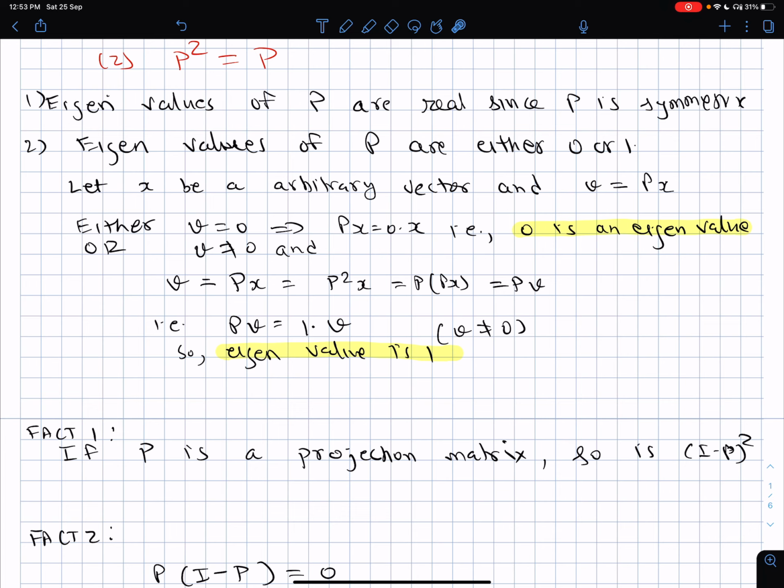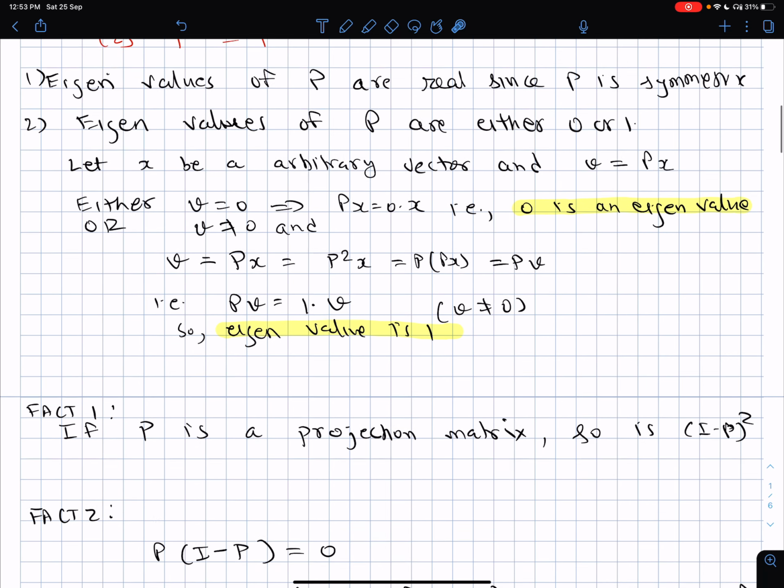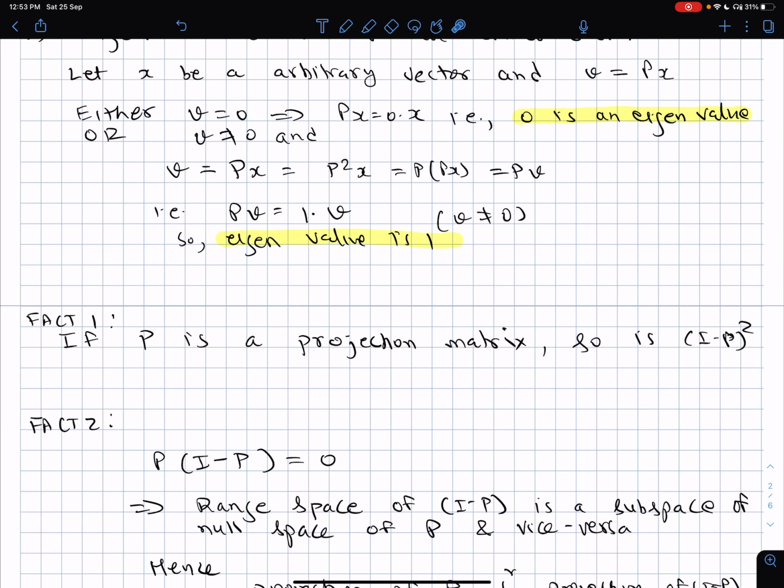Otherwise, if it's a non-zero vector, then v is equal to Px already and v is not equal to 0. So if we look at P squared x, since P is equal to P squared, we can also write it as P of Px, but Px is already the v vector, so this is equal to Pv. So v is a non-zero vector, Pv is equal to 1 times v, which basically means that 1 becomes the other eigenvalue, and there cannot be any other eigenvalue, which is very obvious because we have considered all possible conditions on the vector v. So therefore a projection matrix has either eigenvalue 1 or 0.